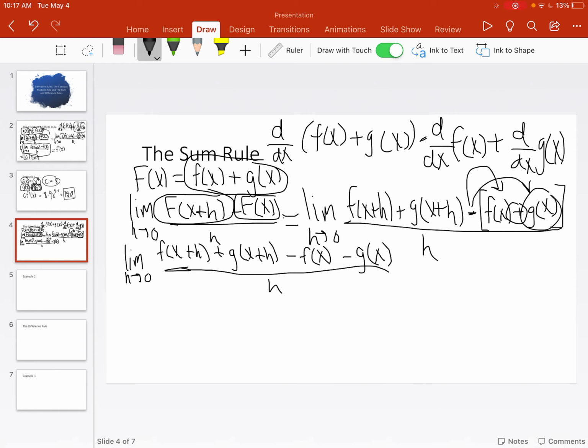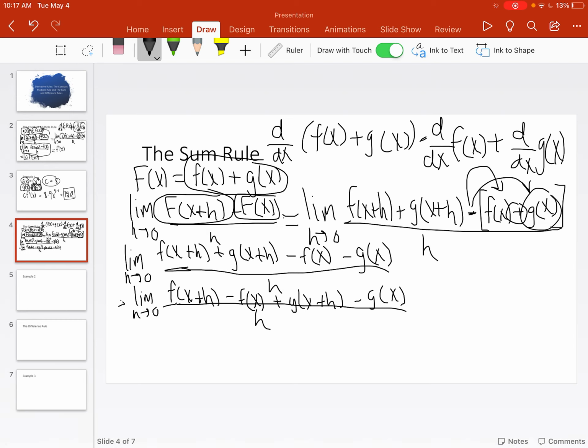Now notice something. We can group the f of x terms, the f of x plus h and the g of x plus h and the g of x terms together, and we will get the limit as h approaches 0 of f of x plus h minus f of x plus g of x plus h minus g of x. Put this all over h.